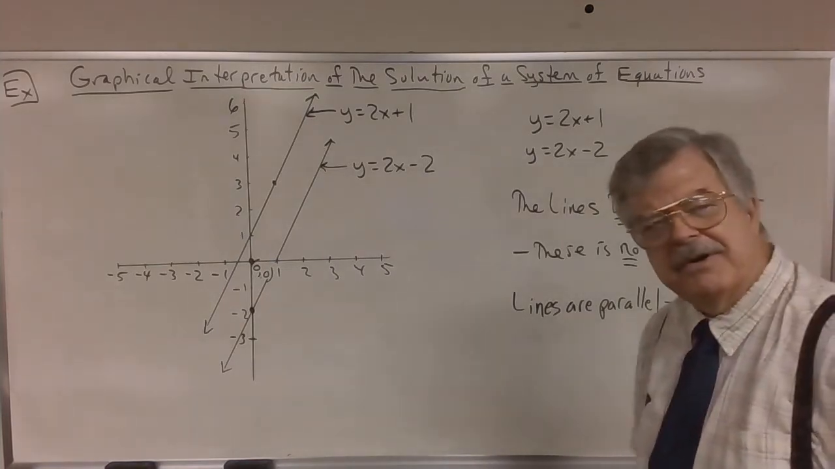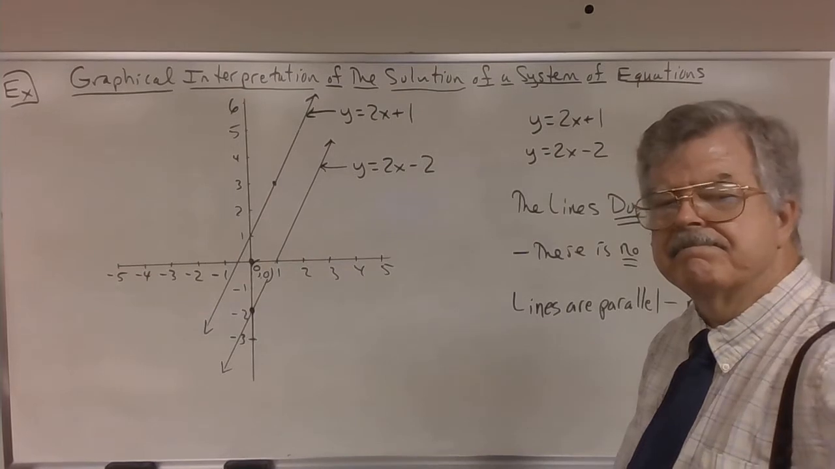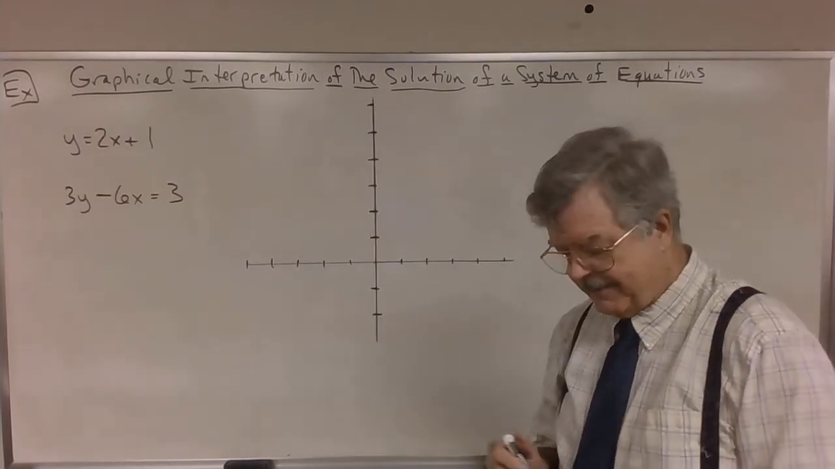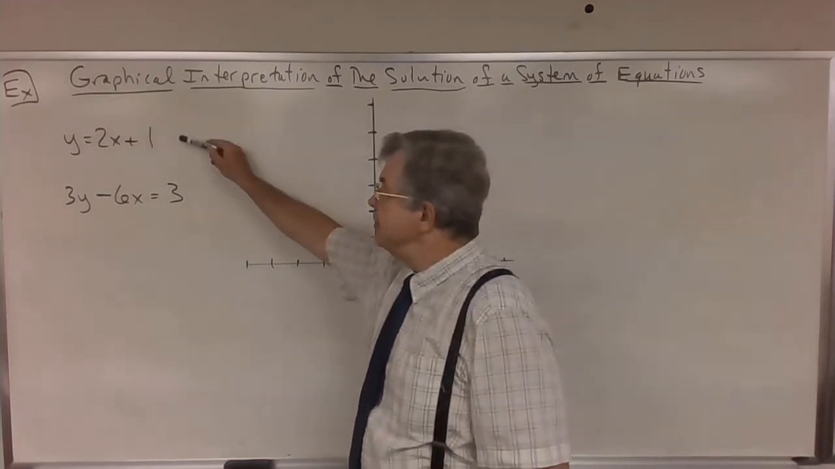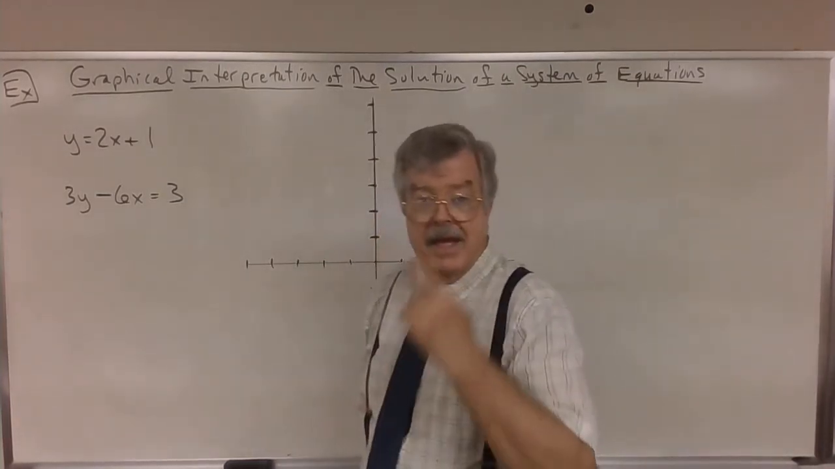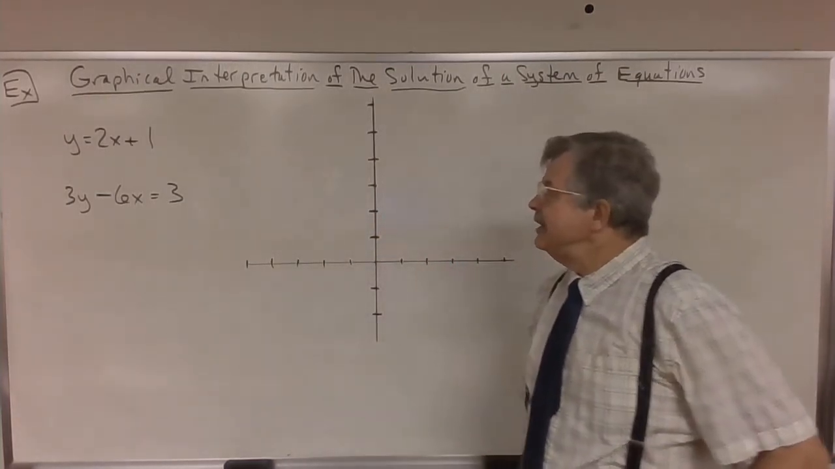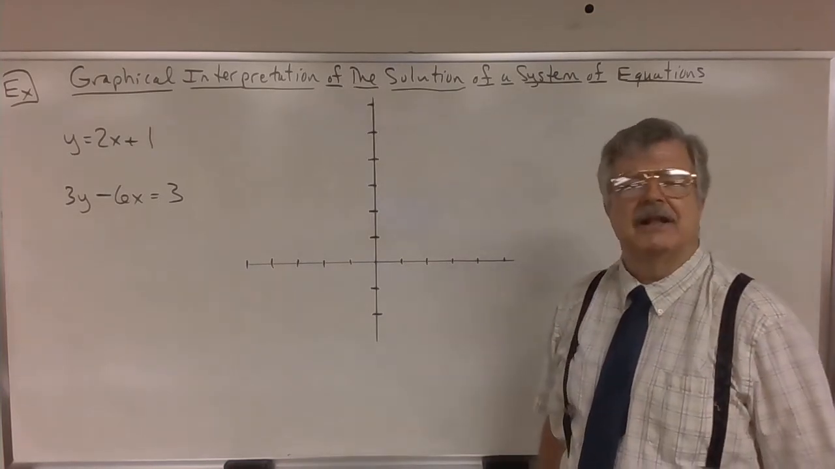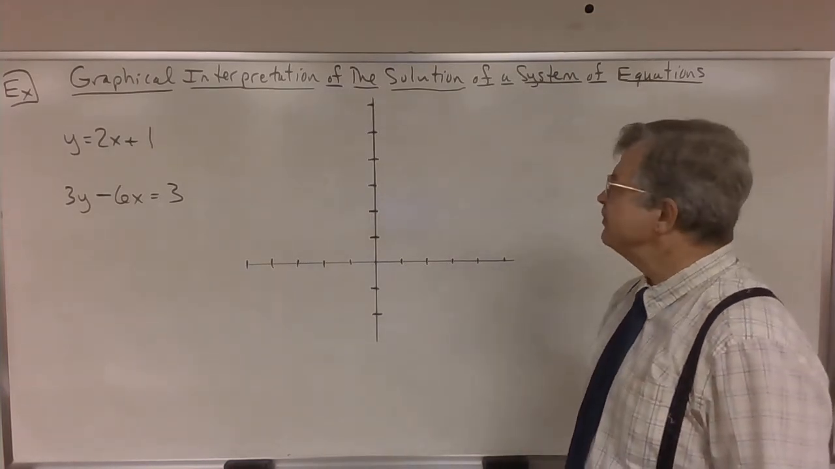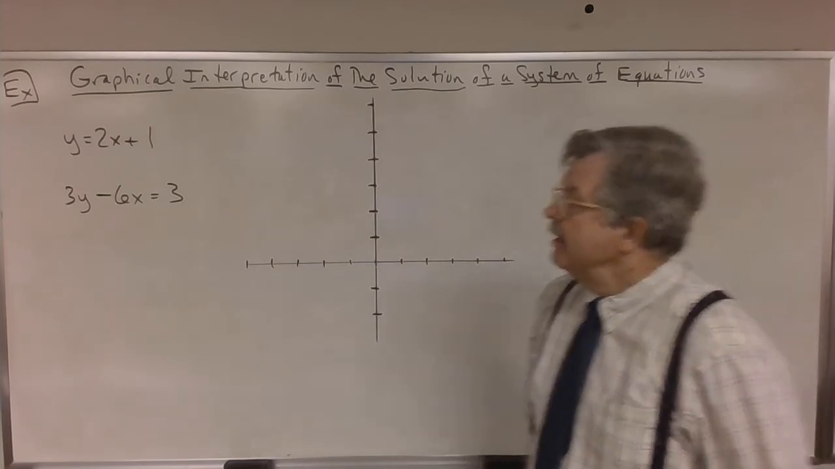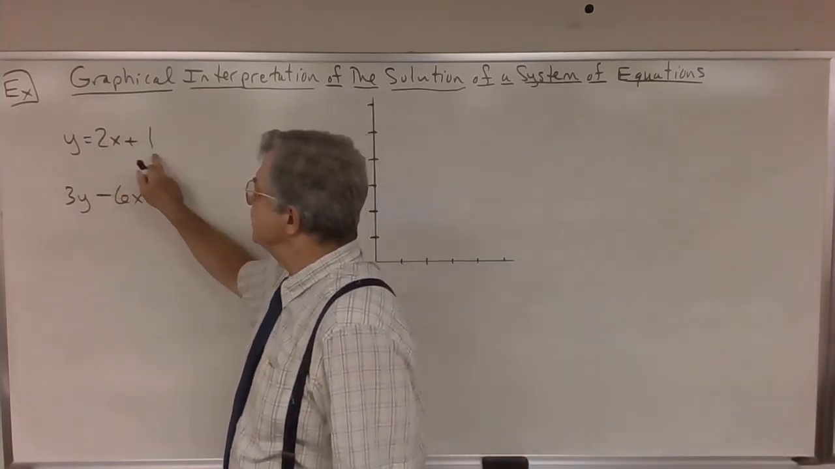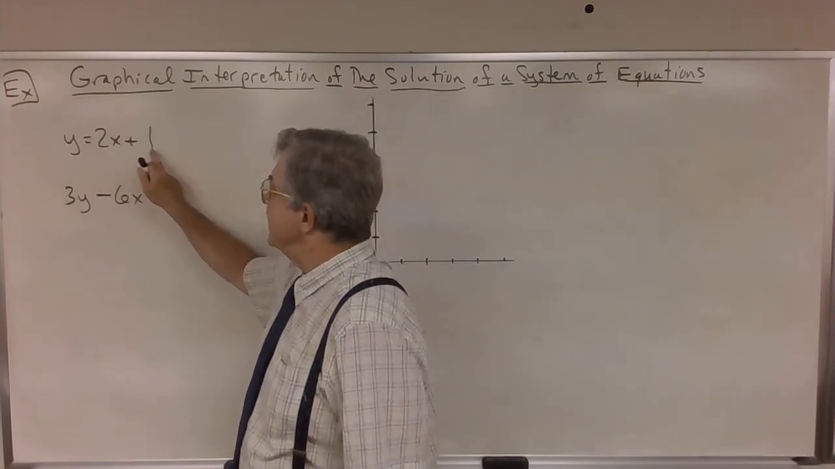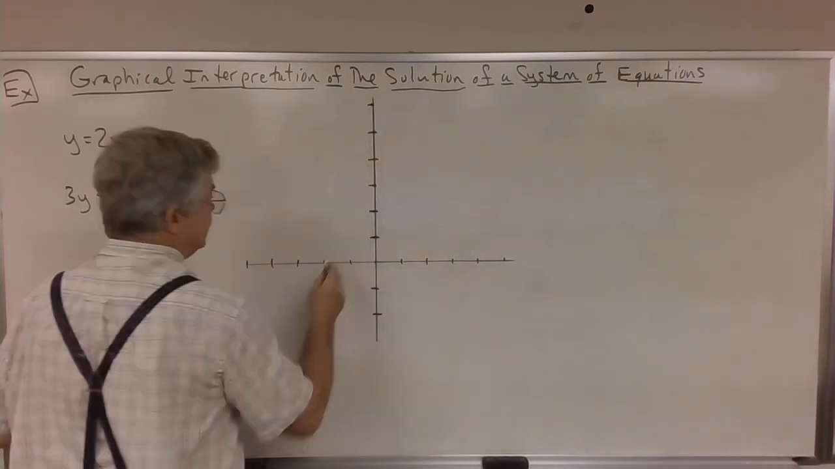There's a third possibility. Here's another example. A system of equations. And we want to see what the graphs tell us about the solution. This is pretty easy to graph. It's in slope-intercept form. The y-intercept is 1.